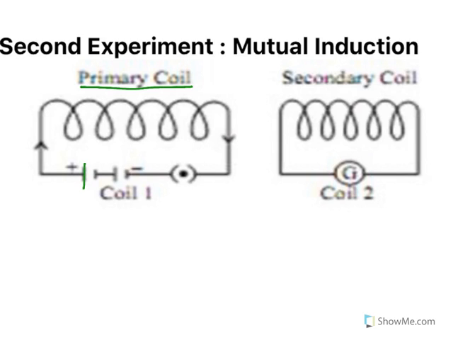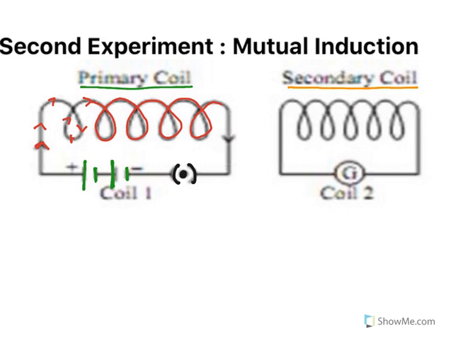So let us take a look at the primary coil. It has a battery which provides potential difference for current to flow. There is a switch, and when you put the switch on, the current begins to flow through the coil. Now, as the current begins to flow through this coil, immediately a magnetic field will be produced around this coil.